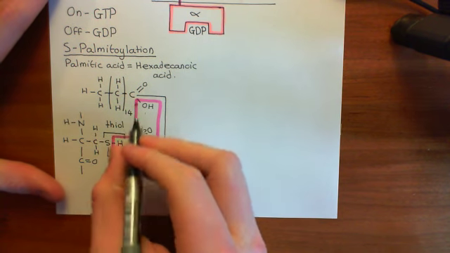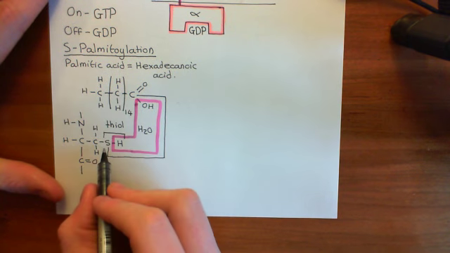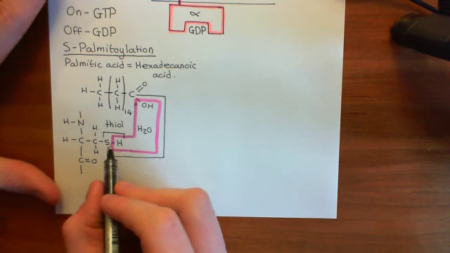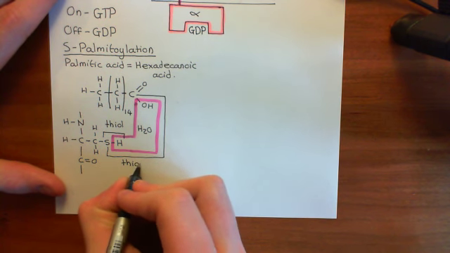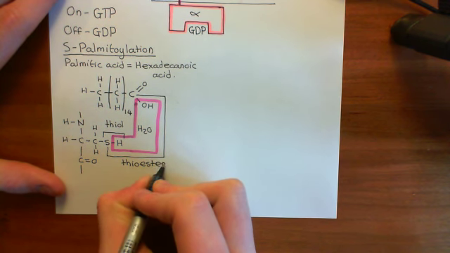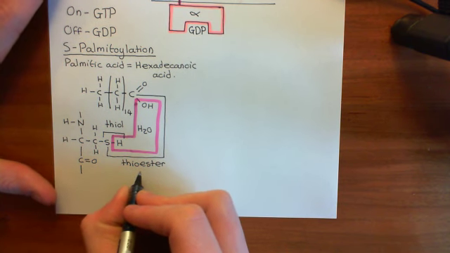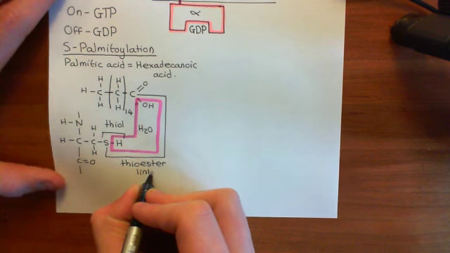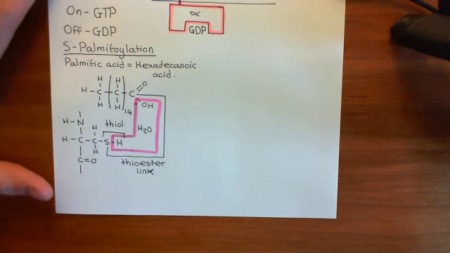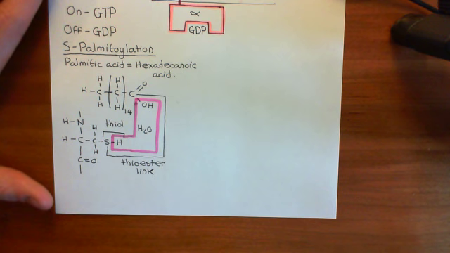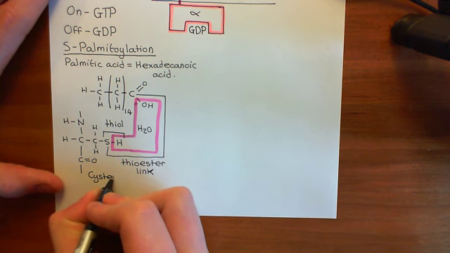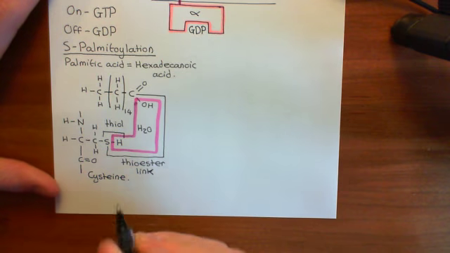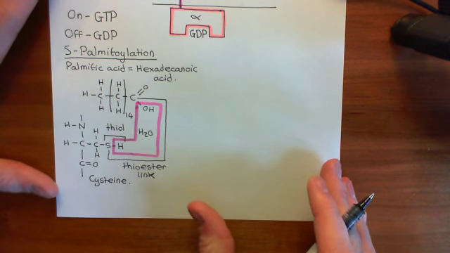And this link then that you've got, where you have the palmitic acid molecule linked to the thiol group of the cysteine residue, is called a thioester link. So when you link carboxylic acid groups to thiol groups, the link that you get is called a thioester link. This is how you can attach palmitic acid molecules onto proteins. You can attach them to the cysteine residues within the polypeptide via these thioester links. And this is why it is known as S-palmitoylation.